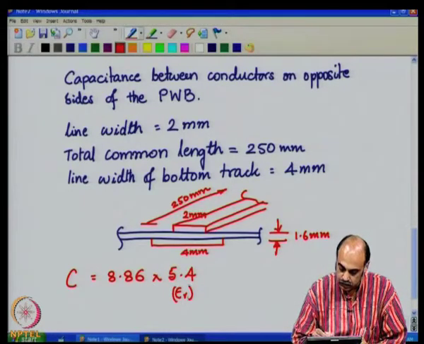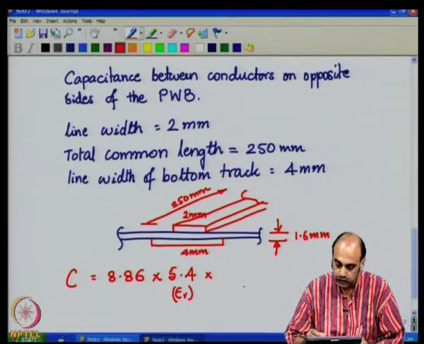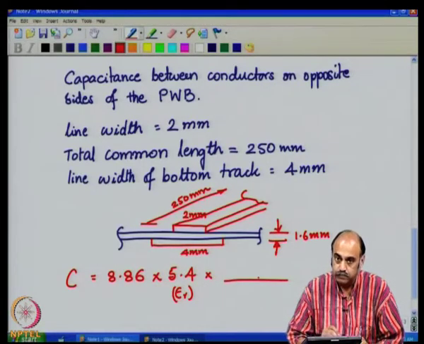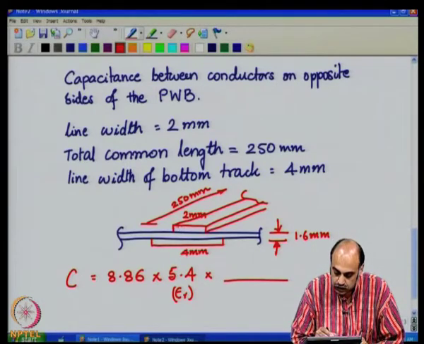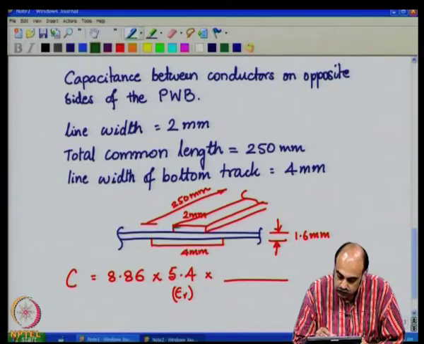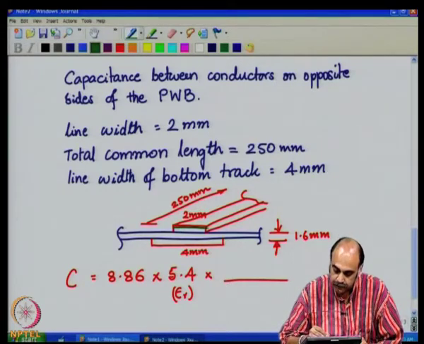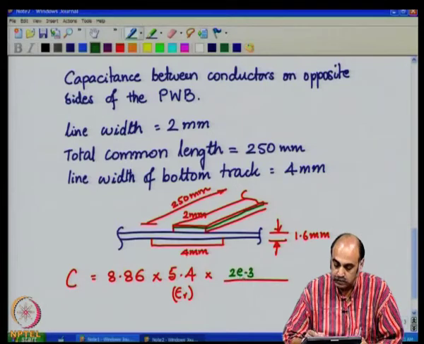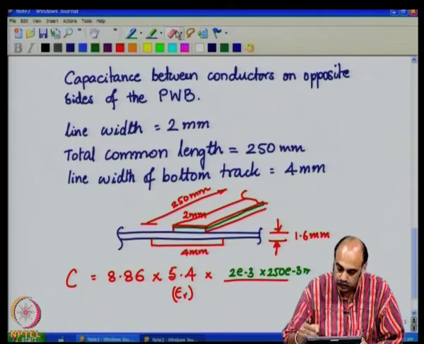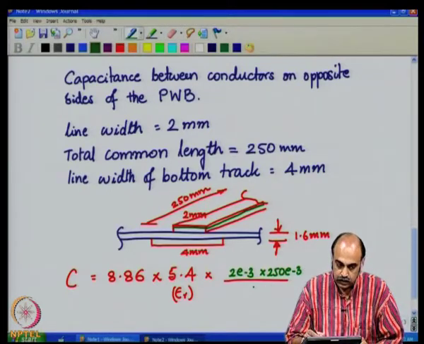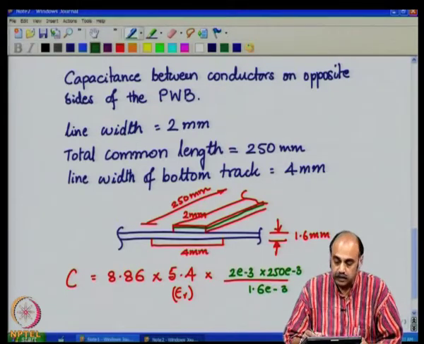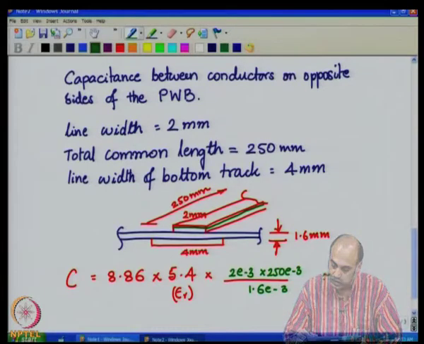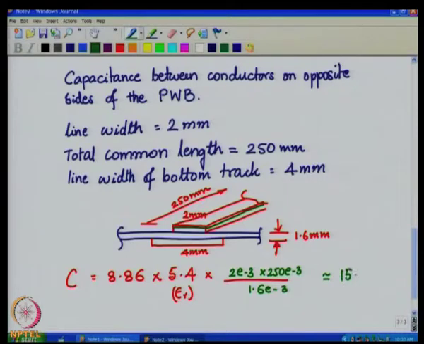This is our epsilon r, remember, into the area. Now, the area is nothing but the smaller of the two tracks, having a track width of 2 mm and the length of 250 on this side. So, we will write it as 2e-3 meter into 250e-3 meter, which would give you meter square, then divided by 1.6e-3, the distance, the dielectric thickness. So, this should approximately, I have recalculated it, be around 15 picofarads, PFs.